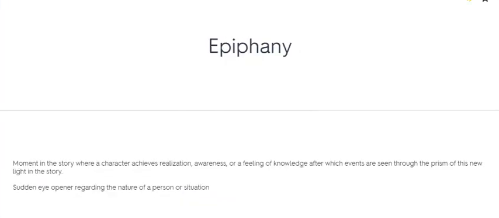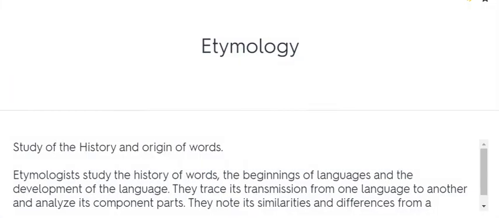Epiphany. Moment in the story where a character achieves realization, awareness, or a feeling of knowledge after which events are seen through the prism of this new light in the story. Sudden eye-opener regarding the nature of a person or situation. Etymology.